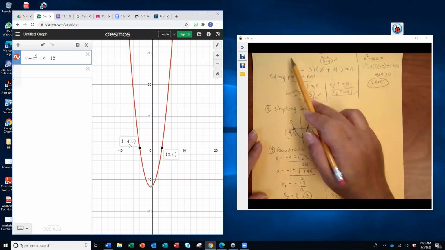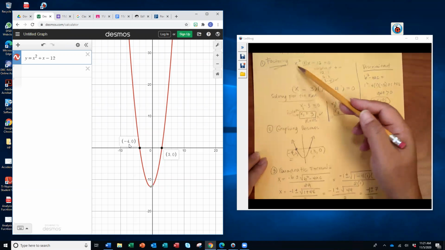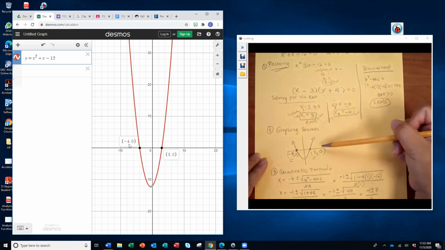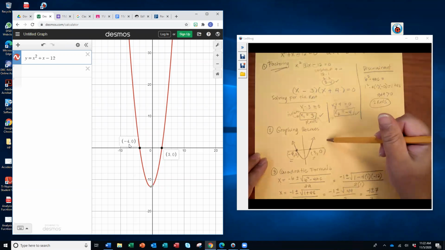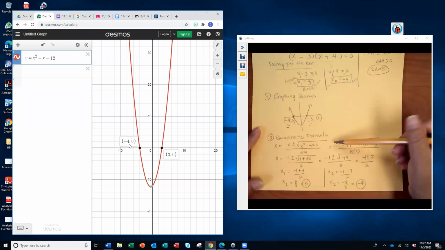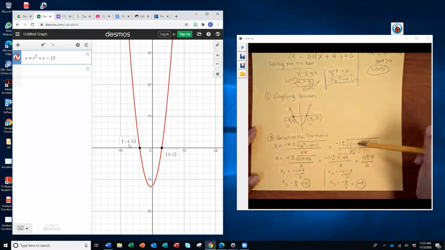This is the first way. If you could factor it, you'll get 3 and negative 4. But if you cannot factor it and you don't have access to a calculator like Desmos, this is very easy. It's fast. But if you don't have access to Desmos, you have to learn how to apply the quadratic formula. Just memorize that and plug in your numbers. And then the rest are all arithmetic skills.